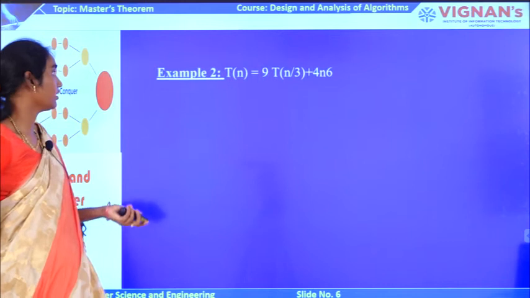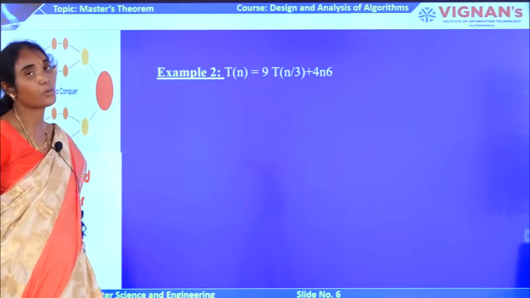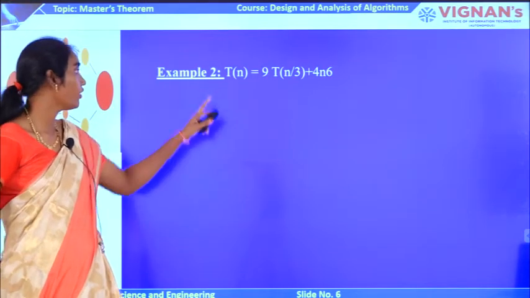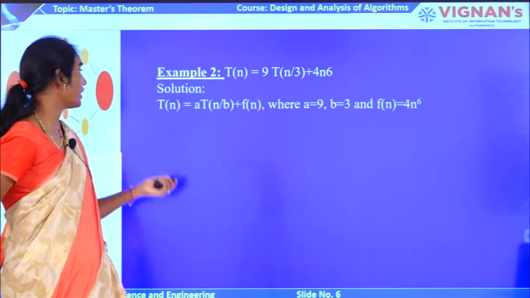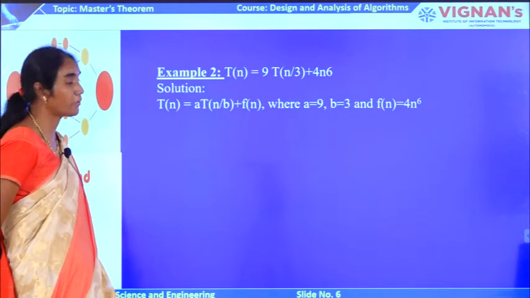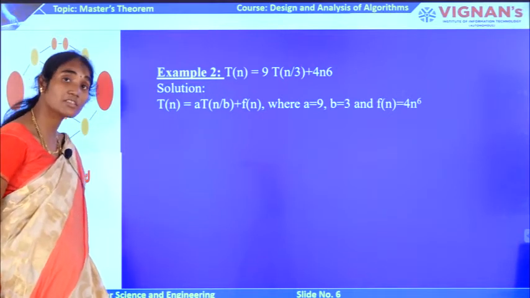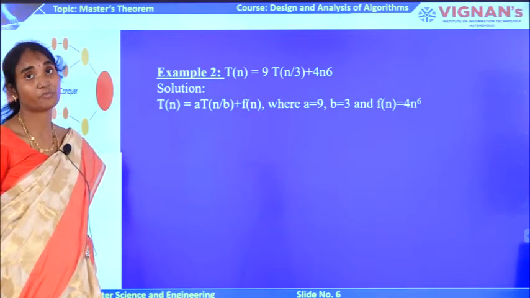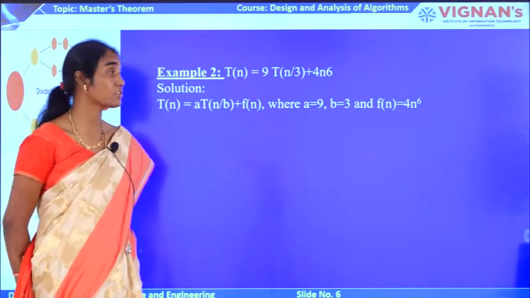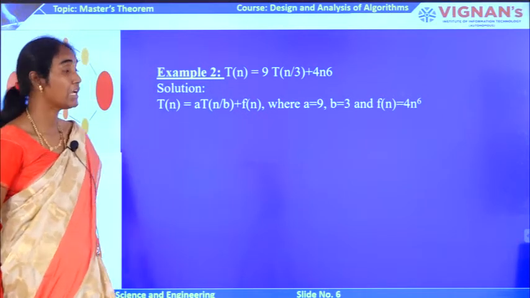Now, then let's take another example. T(n) is equal to 9T(n/3) plus 4n^6. Now, if I am comparing this with the equation aT(n/b) plus f(n), a is 9, b is 3 and f(n) is 4n to the power of 6.